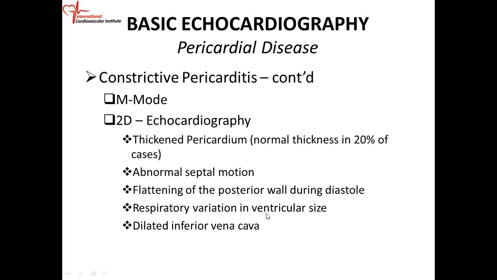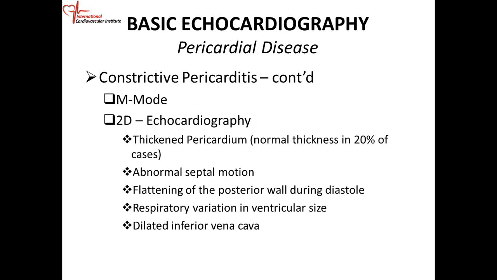So in inspiration, the right ventricle is going to increase in size. The left ventricle is going to decrease because the septum is moving to the left. In expiration, the septum is going to move to the right, so the right ventricle is going to decrease in size, and the left ventricle is going to increase in size. And then you have this dilated inferior vena cava, just like tamponade. It's huge. Echo can make the diagnosis of constrictive pericarditis.